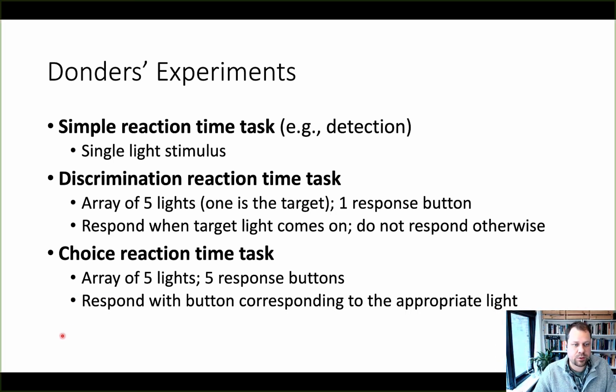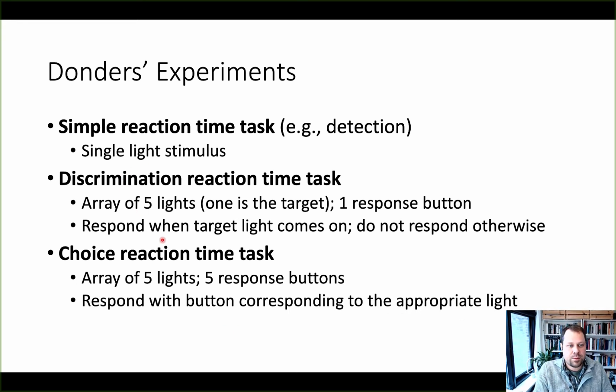And finally, we have a choice reaction time task in which we have an array of 5 lights and 5 response buttons. And those buttons are labeled also red, green, blue, yellow, etc. So the buttons correspond to the lights. Here you have to respond with the button corresponding to the appropriate light. Each button is assigned to one light, and you have to make the selection and make sure that you have the right selection that represents your button press to the appropriate light.